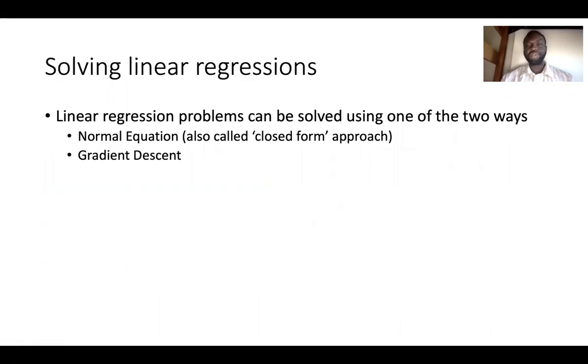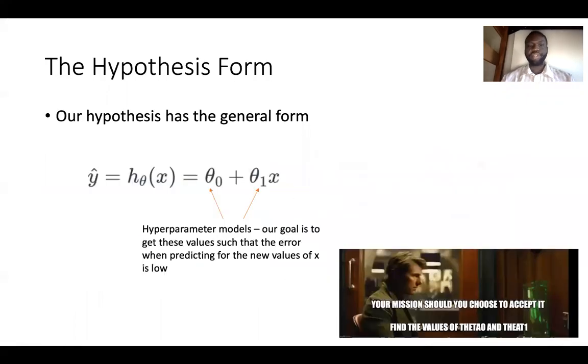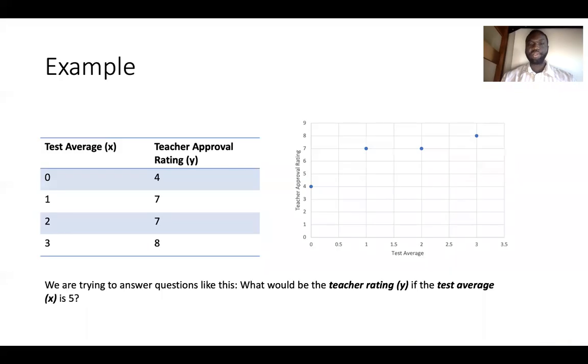There are two ways to form the linear regression, two ways to get these values of theta. This is also very similar to the form y equals mx plus c, where theta 1 is the gradient and theta 0 is the y-intercept.